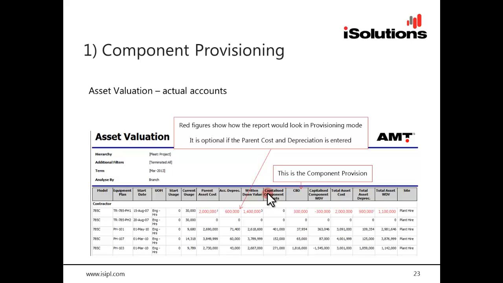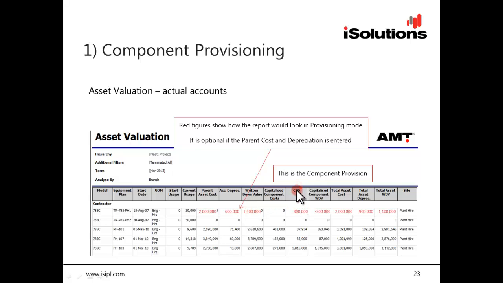From an asset valuation perspective, I've just overlaid the first line of this report with some numbers in red, which would typically be what it would look like if you're following the provisioning approach. And what we have is parent cost, accumulated depreciation and written down value. So this is your normal asset cost, the standard depreciation, and the written down value.